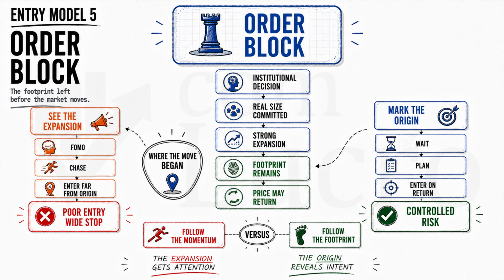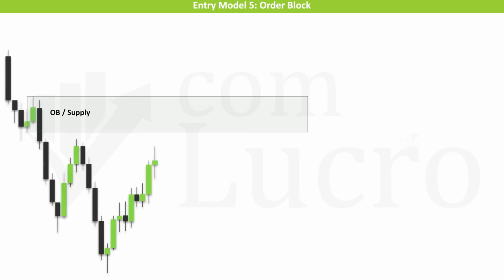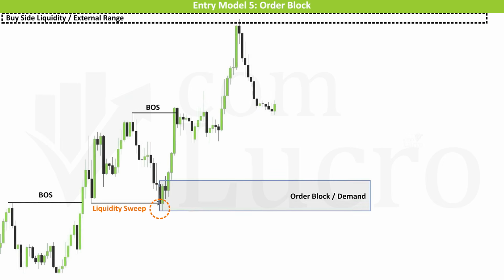Now let us move to the fifth and final entry model that I use, the order block, the footprint smart money leaves behind before it moves the market. This entry model is also a hybrid, meaning it can be applied to both reversal and continuation trades. Within smart money concepts, it is one of the most basic and widely used entry methods.